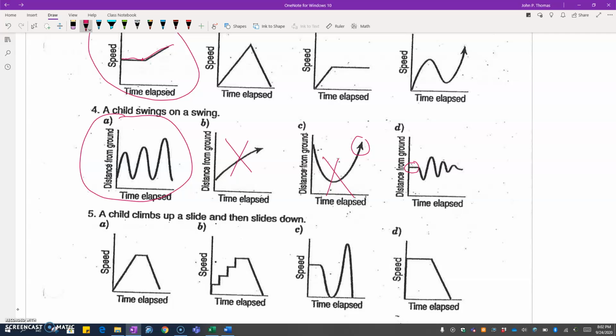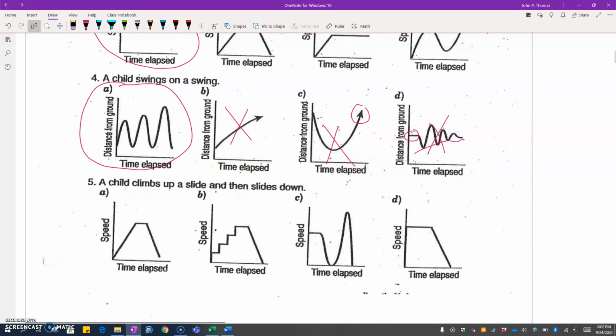Where D could be a possibility is really almost nowhere, because notice how the bottom of this kind of arcs through. That would mean that the bottom of the swing was getting higher and higher as we went on in time. So that's out as well.